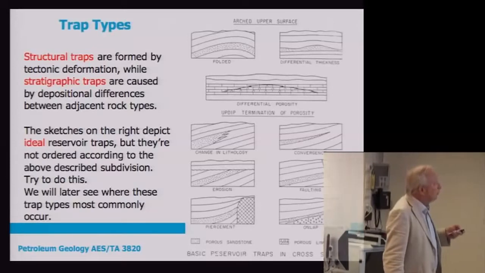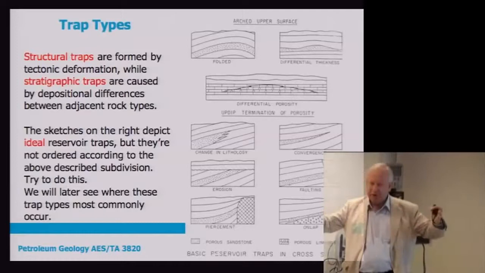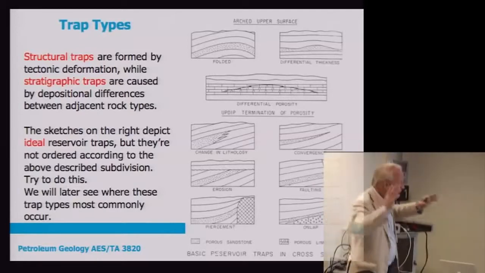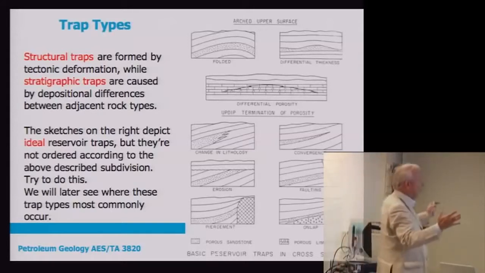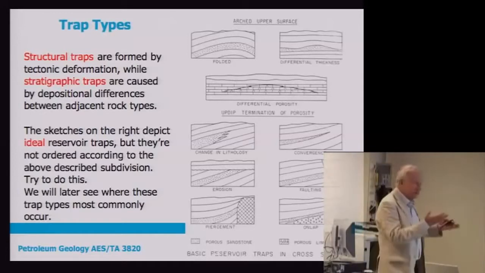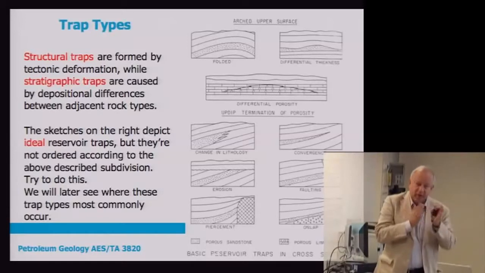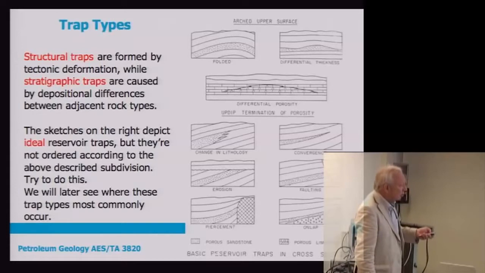Now, clearly tectonic forces have created such a structure, right? And typically through compression, not always, but most of the time. Now, you can also look at other structural features, namely, for example, if you're shearing a rock, it might break and a fault is created. And so here we have a fault trap.